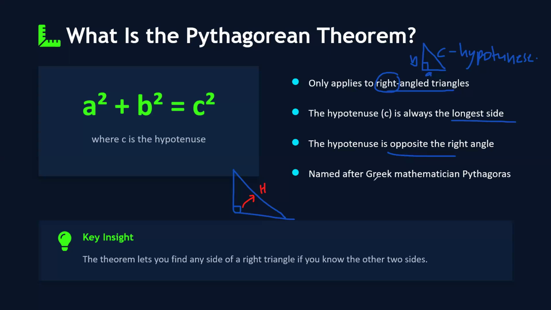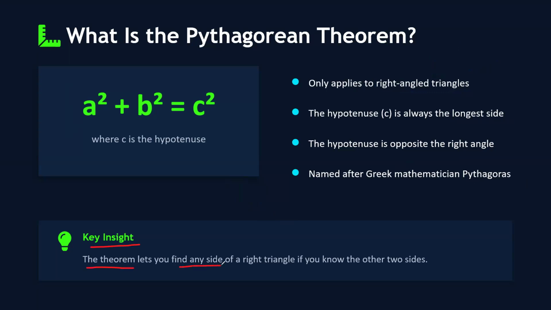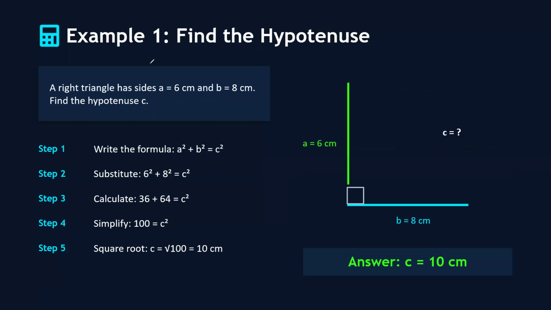This is also named after the Greek mathematician Pythagoras. So this is the Pythagoras formula, a squared plus b squared is equal to c squared. It is not as difficult as it looks. You just have to understand how to identify and label the triangle. One key insight: the theorem lets you find any side of a right triangle if you know the other two sides. So if any two sides are provided to you, you'd be able to calculate the third side from it. So let's see one example with this.